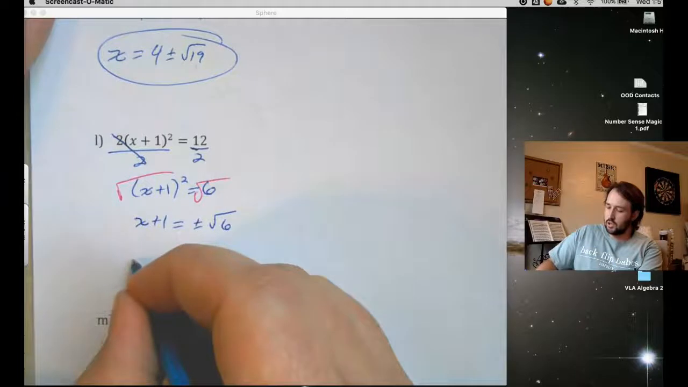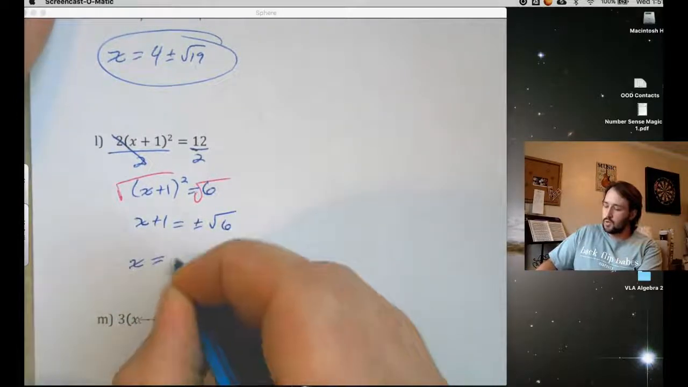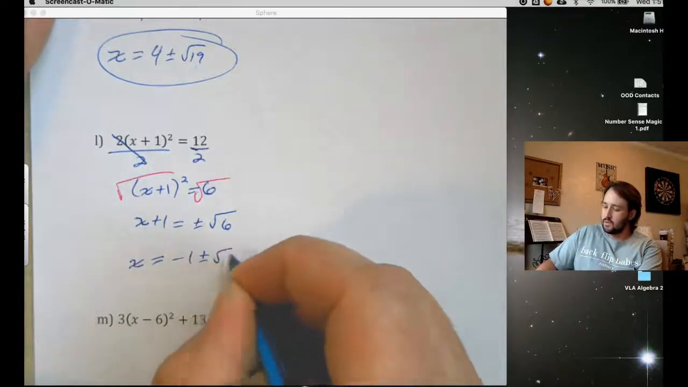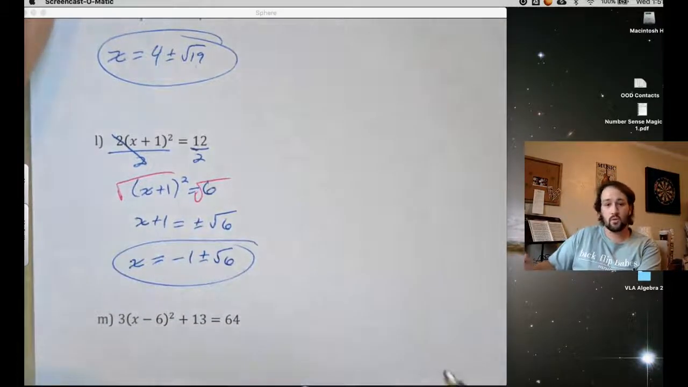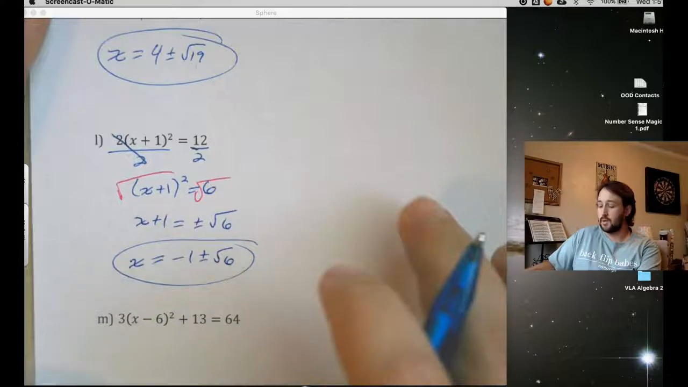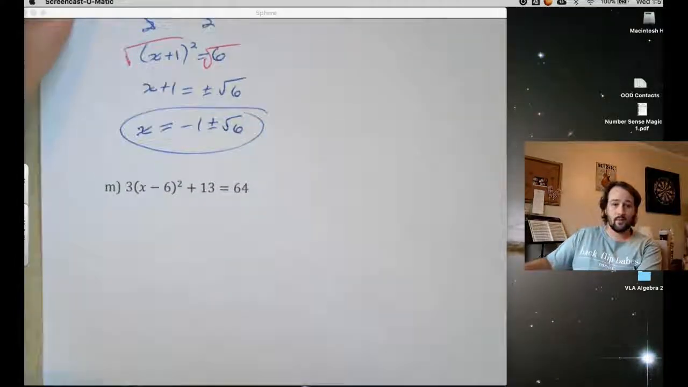So I'll move over that 1. So negative 1 plus or minus square root of 6. And that's it. Again, negative 1 plus root 6 or negative 1 minus root 6. Either way.